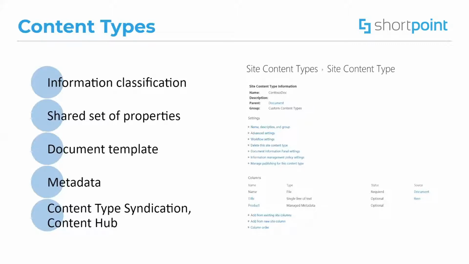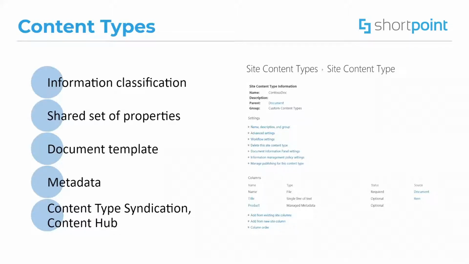An important thing to point out is that a content type defines the schema of the data and doesn't store the actual data. So once you create a content type, you can attach it to a list or a document library, and the list and document libraries will be holding the actual data, where the content type will just define the schema and the properties that are shared for this particular type of content.